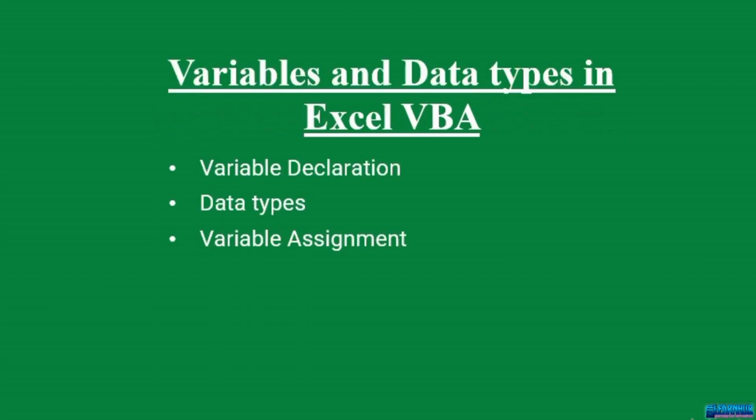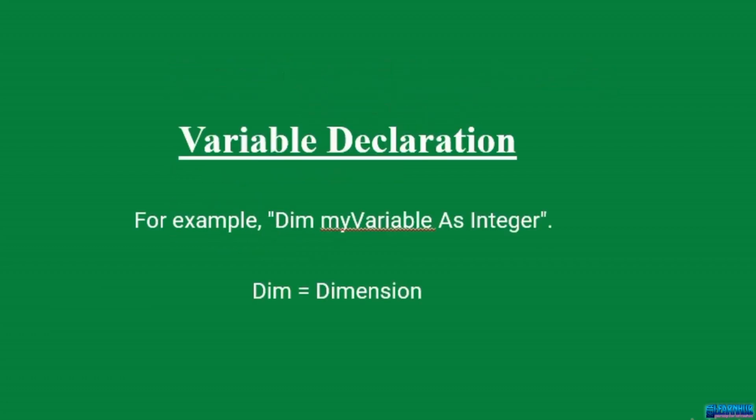Now we have what we call variables and data types in Excel VBA. Variables are like containers that hold data in VBA. I talked about it in our previous lesson. Before using a variable, we need to declare it using the Dim keyword. For example, Dim myVariable As Integer. The keyword Dim is short for the word dimension. It is used to declare variables and their types. And when you use it, it tells VBA that you are declaring a specific name as a variable and assigning a specific data type to it.